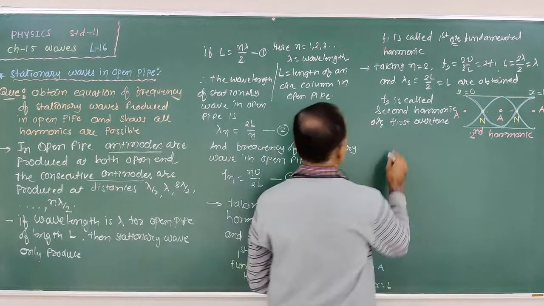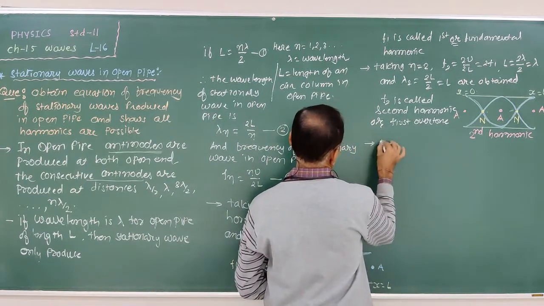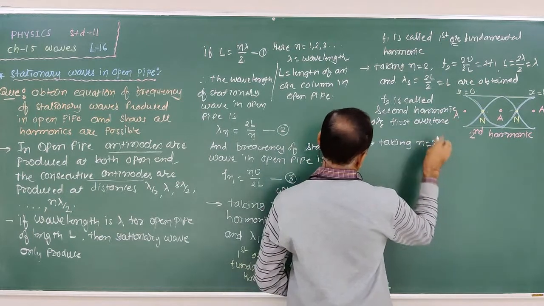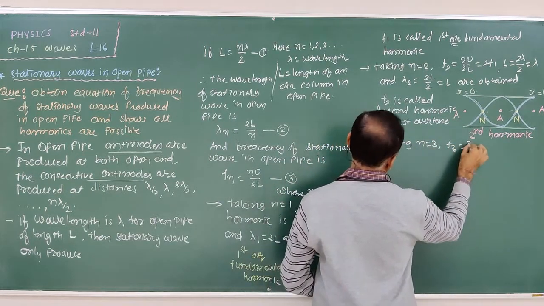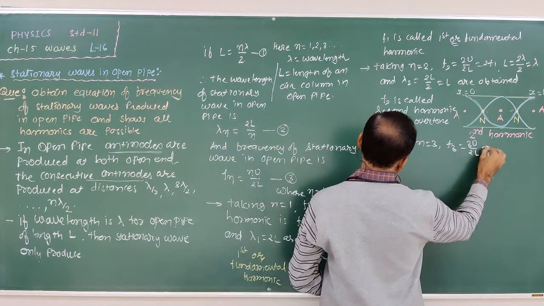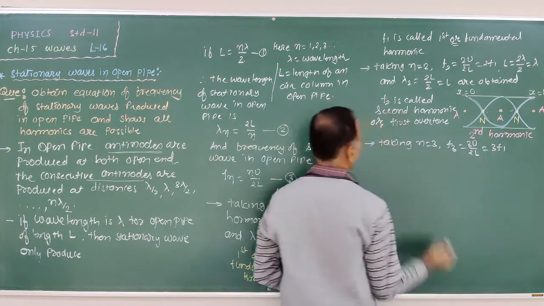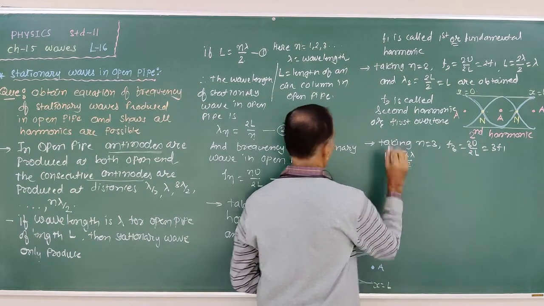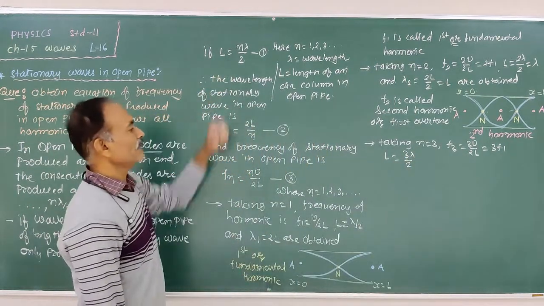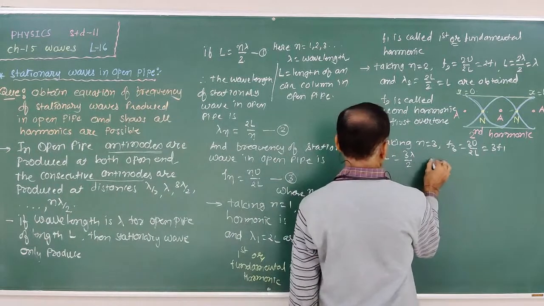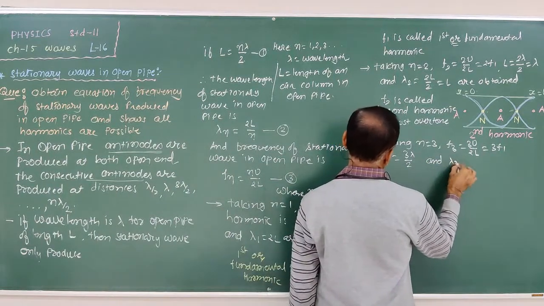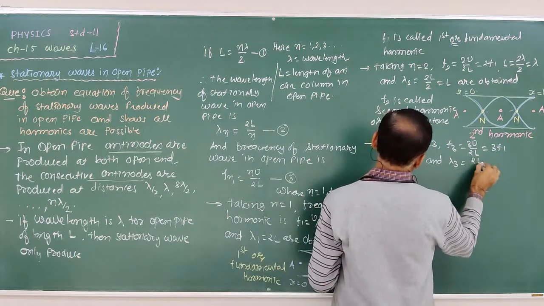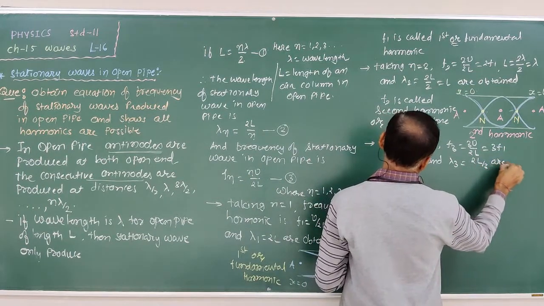Now taking n equal to 3, therefore F3 is equal to 3V upon 2L. That means 3F1. L is equal to 3 lambda by 2, and lambda 3, the wavelength of the third harmonic, is 2L by 3, an octave.